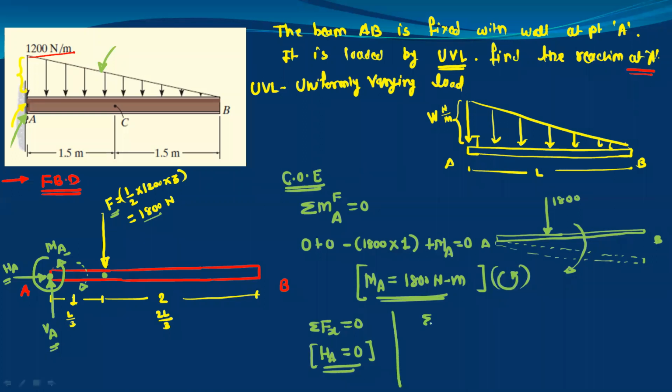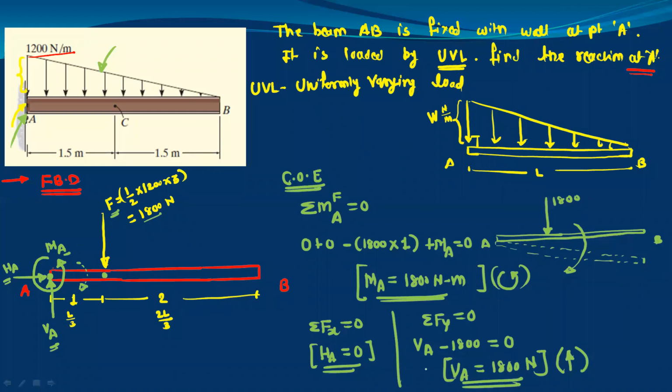After this, use summation Fy equals 0. For summation Fy, we have VA in the positive y direction. Next, 1800 in the negative y direction, so it is minus 1800, equal to 0. From this, we get VA as 1800 Newton. This answer is positive, which means our assumed direction is correct. VA is acting in the positive y direction only.